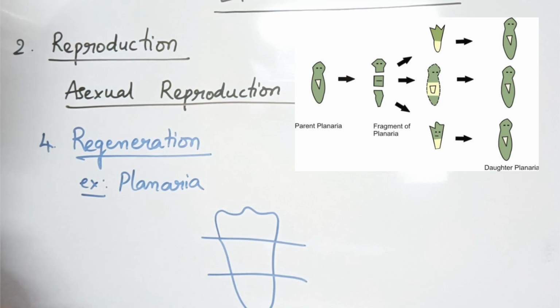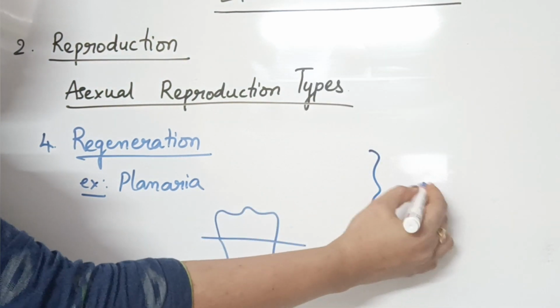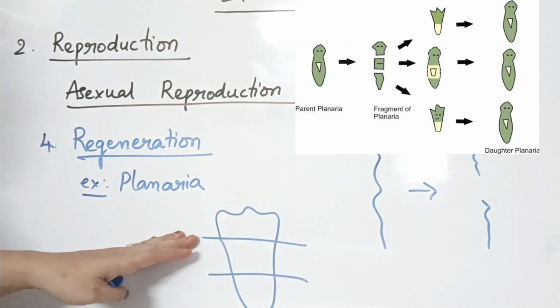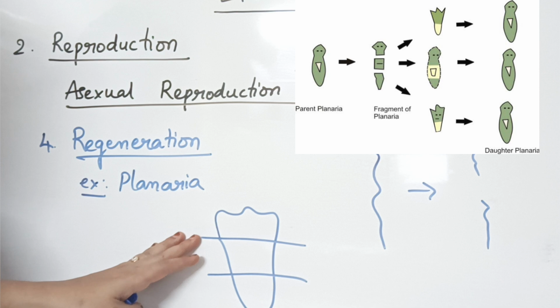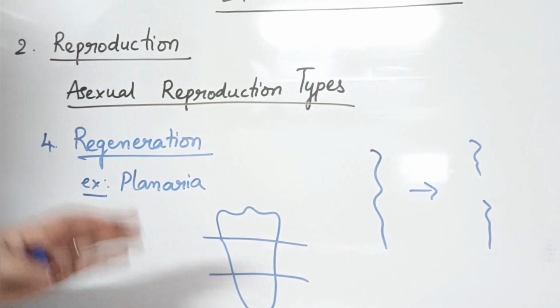It is a modified form of fragmentation. In the fragmentation, we have seen that the filamentous organism is forming into two different fragments. But here, once the organism is cut, then again it will develop into a fully fledged organism. Right? I hope it is clear.